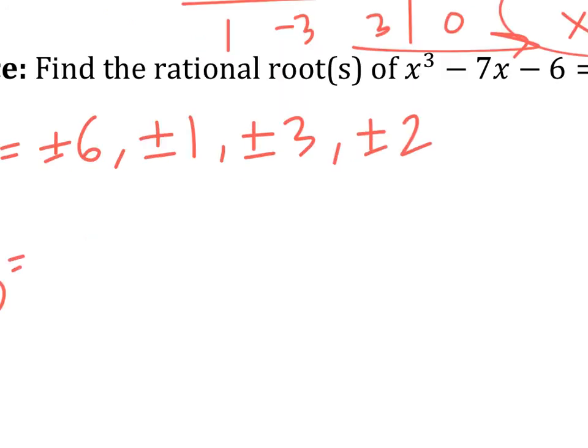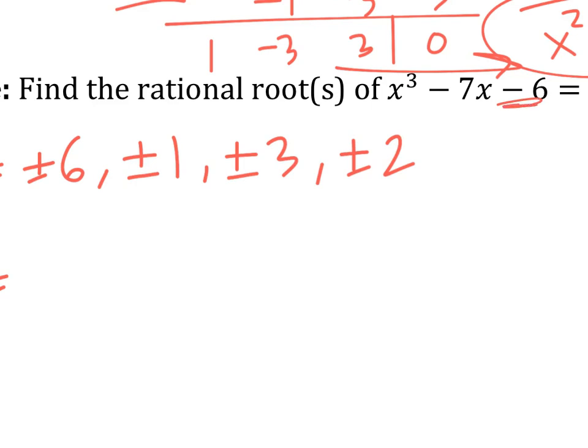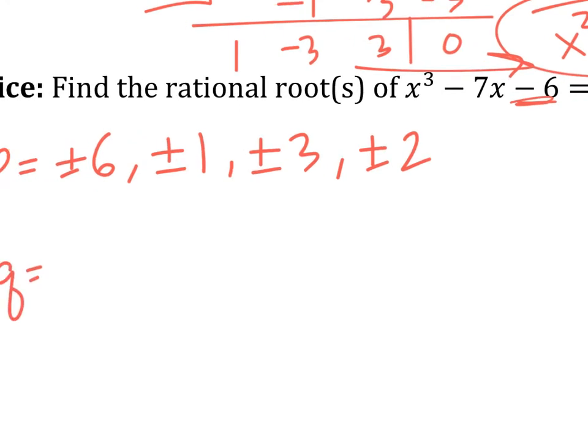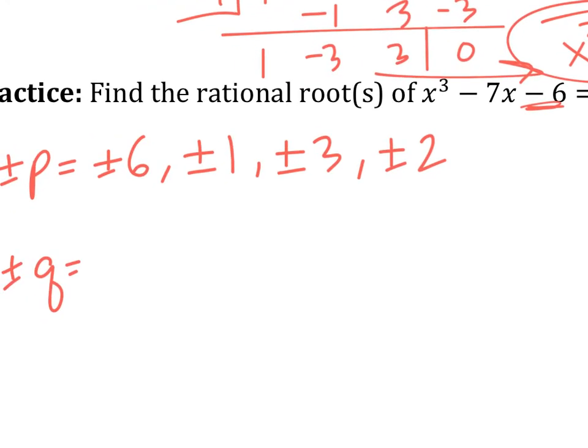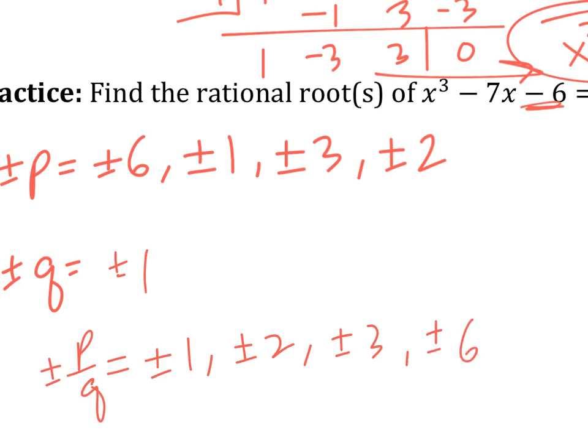Yeah. Jennifer has a good question. This 6 has a negative in front of it. So her question is, does it matter what the sign is in front of it? No, you always have plus minus versions, regardless of the sign. Okay, what is the plus minus q? Plus minus 1. Okay, so plus minus p over q is going to be? 1, 2. Yeah, it's just those 4 again, right? 1, 2, 3, and 6.